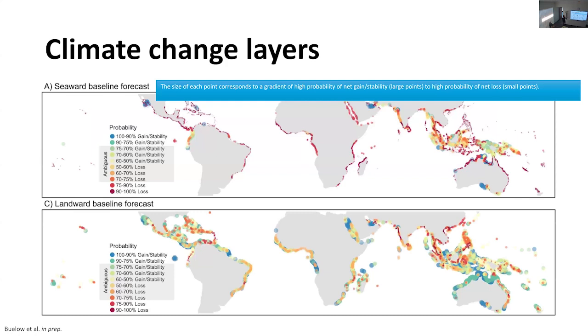So here I'm showing some of the layers, and in particular, they divided between the seaward edge of mangroves and the landward edge because they respond in different ways to the different pressures. And here we see in light blue the probability of expansion of mangroves. So in the blue areas, the prediction is that mangroves will expand their area. And in red and orange are those areas where we are expecting mangroves to be lost. And the size corresponds to a gradient from high probability of gain to high probability of loss.